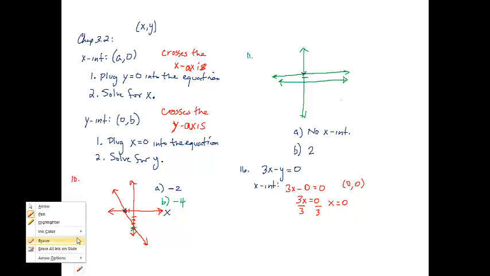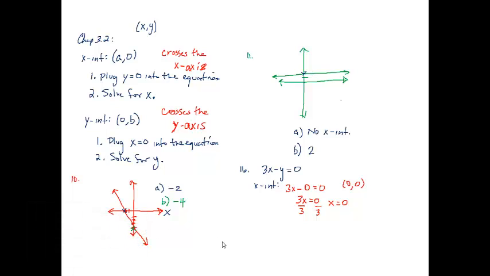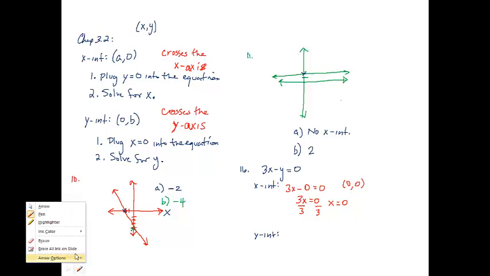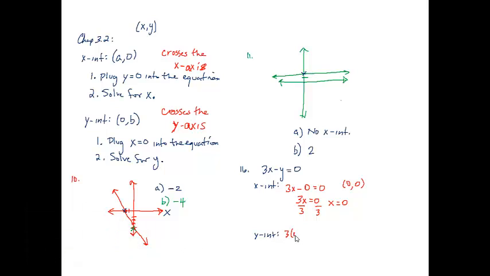Awesome. Now let's try to find the y-intercept. We're going to do the same thing, except now we're going to have x equals 0, and we're going to solve for y. So 3 times 0 minus y equals 0, which means negative y equals 0, which gives y equals 0. So the y-intercept is also 0, 0. Which means we're at the same point.